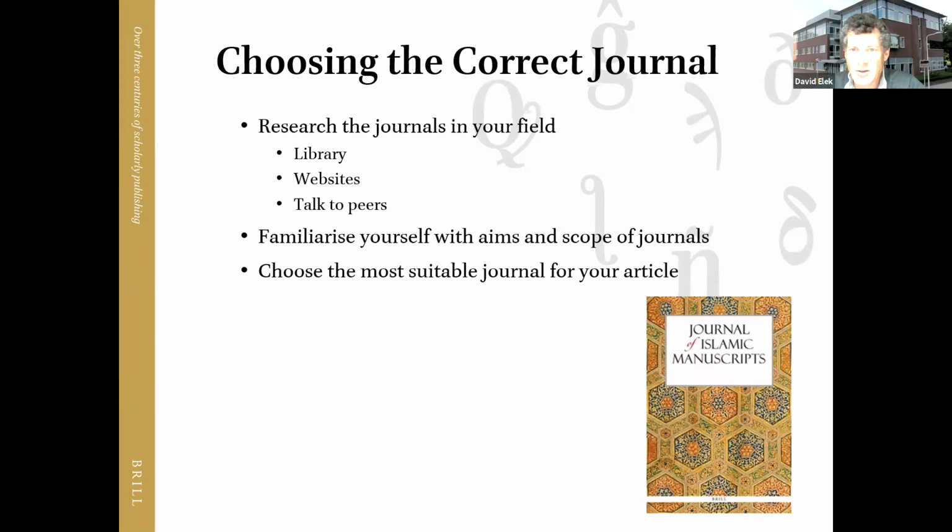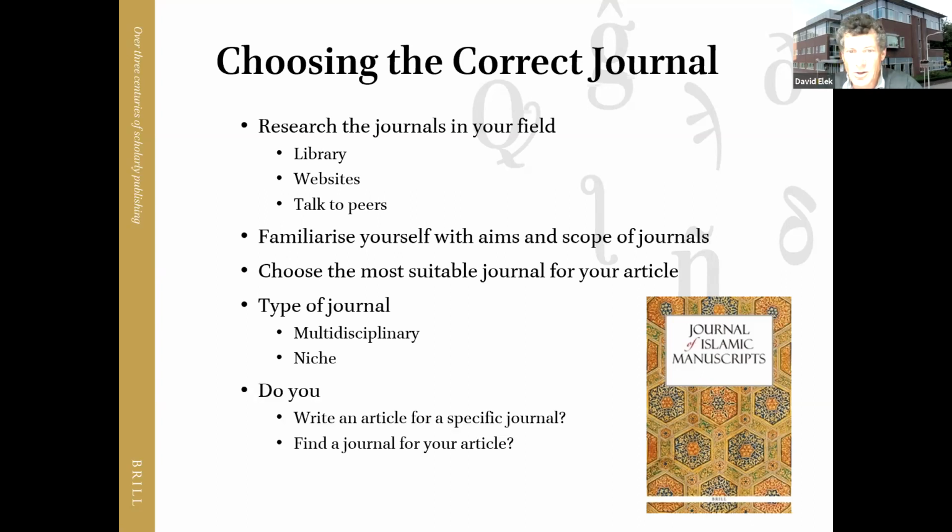Now, if it's the first article you're publishing, you're unlikely to be accepted in the top journal of the field. So you may need to look a little bit lower down. You may want to look into a multidisciplinary journal or a niche journal. Do you want to write an article for a specific journal, or do you want to find a journal for your article?